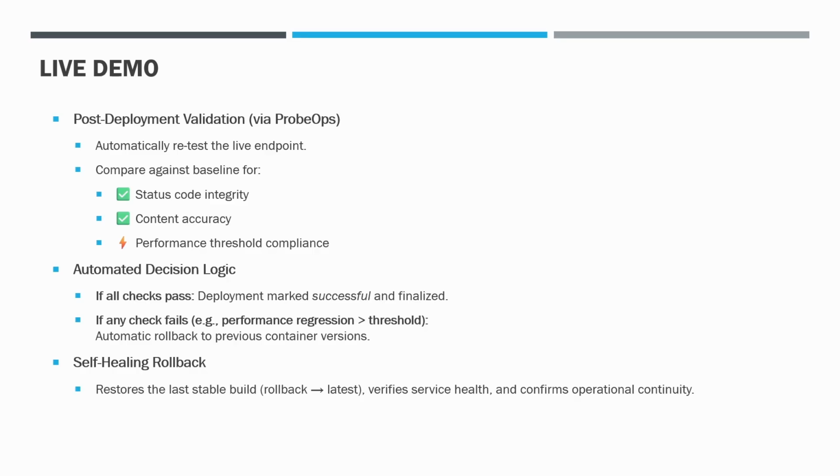And if any check fails, it can automatically roll back to previous container versions. It's a self-healing rollback, right? So it will restore the last stable build. It will basically tag the older containers from rollback to latest, and then it will verify service health and confirm it is operational.